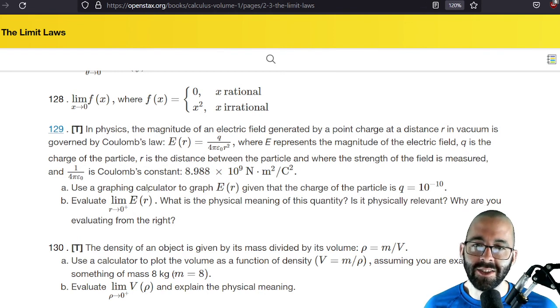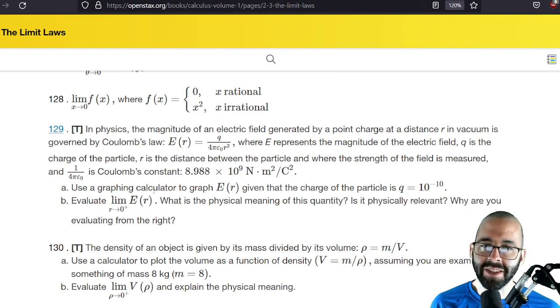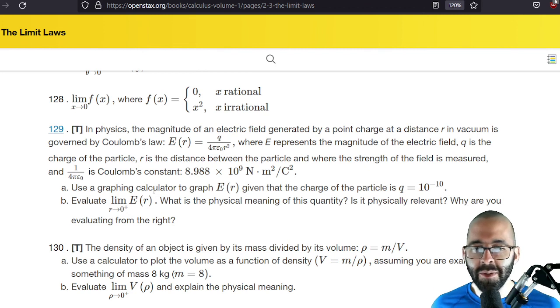Number 129 is actually really, really cool too. But that one is for you. Let me know if you have any questions, and have a good time.